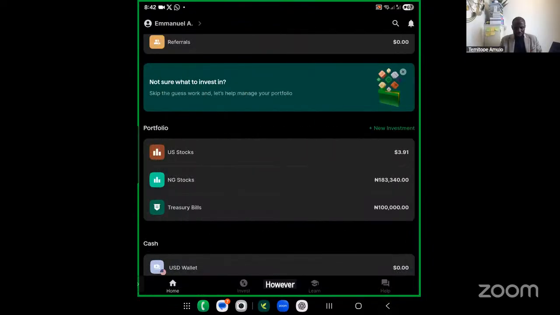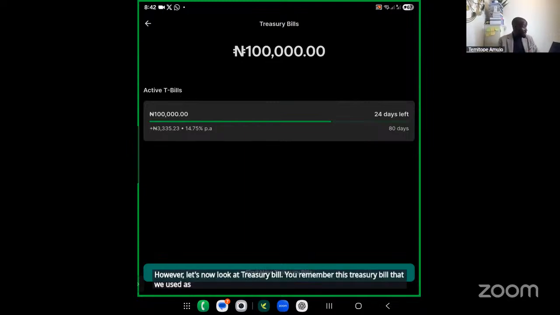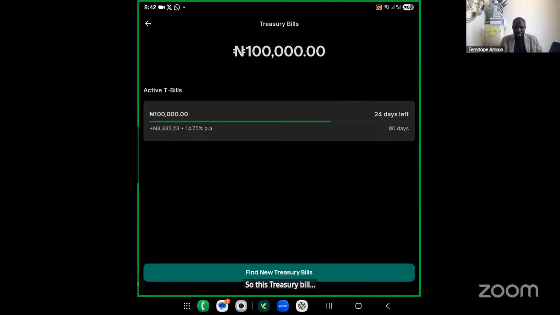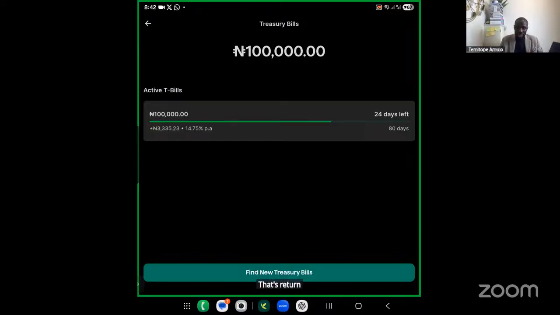However, let's now look at the Treasury bill. You remember this Treasury bill that we used as an example, if you can still see my screen. This is an 80-day Treasury bill and it is going to mature in 24 days now. Remember, it was 30-something days the last time I showed us. The return that I'm supposed to get is still that 14.75% per annum. It has been agreed, it is fixed, it is certain.